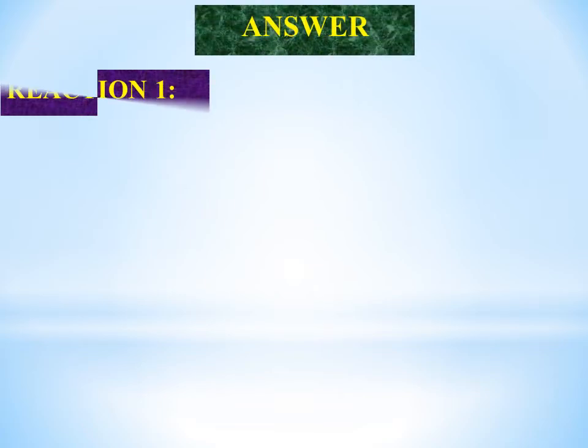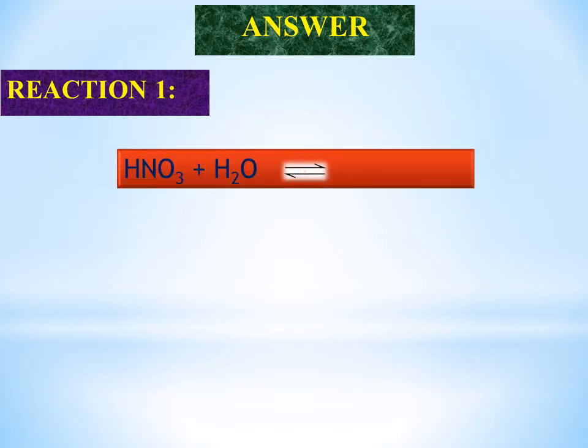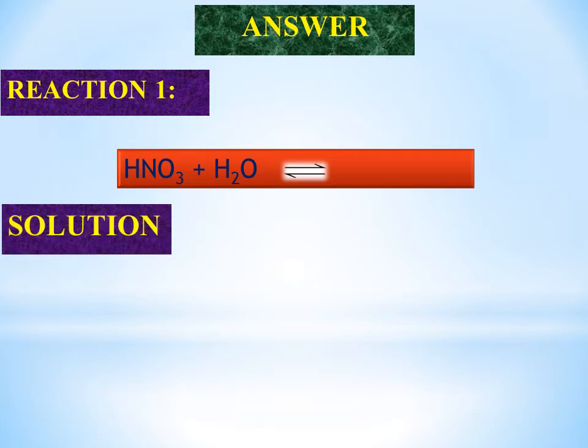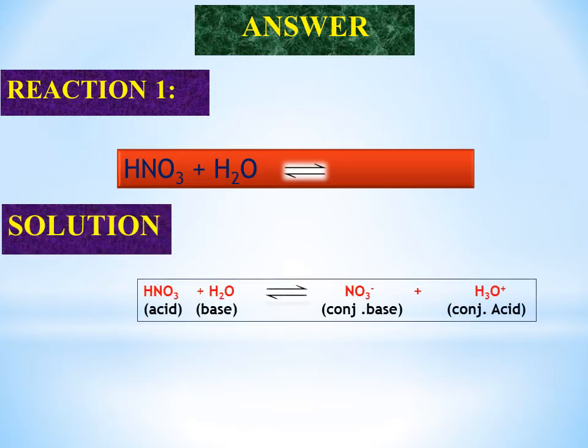The first reaction is the reaction of nitric acid and water. So now what will be their conjugate acid and bases? So the solution will be, now look at this nitric acid. As the name indicates, this is an acid and this is a strong acid, so it means it will be the proton donor, because water is now treated as a base.